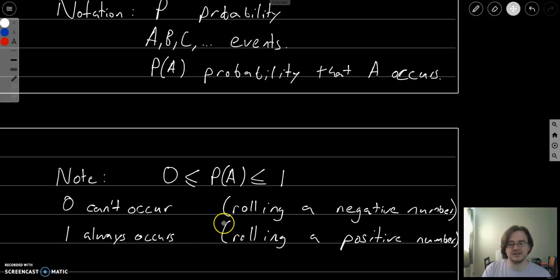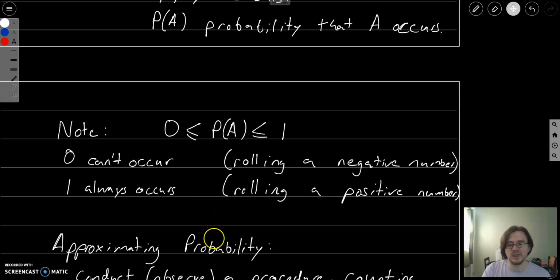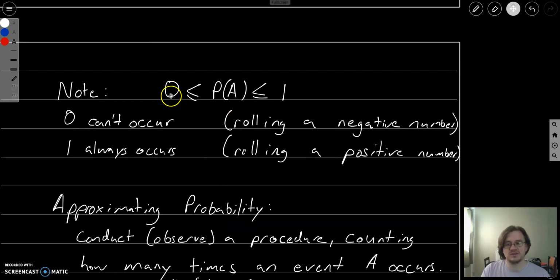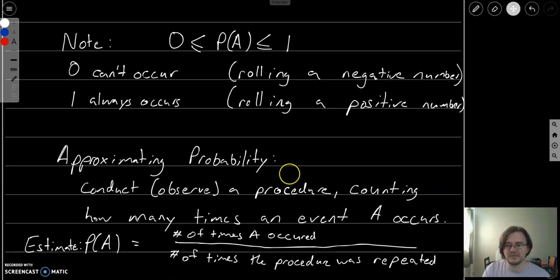So for instance, rolling a positive number, well, no matter what you roll, you'll always roll a positive number. So rolling a positive number would have a probability of 1. Means that it just always occurs. The closer to 0 the probability is, the less likely it is to happen. The closer to 1, the more likely it is to happen.